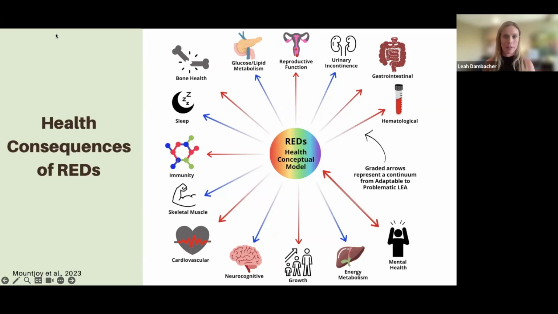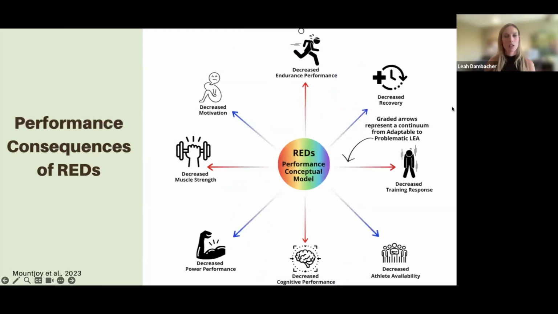Cardiovascular health, immunity, neurocognitive function, and sleep can also be disrupted with low energy availability, or in this REDS health conceptual model. And so the next part of the model talks about the performance consequences. Of course, health really does come first, and those are all extremely important things in the athlete's development.